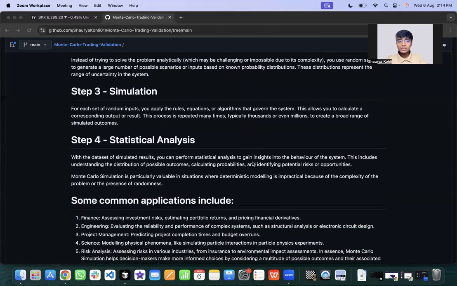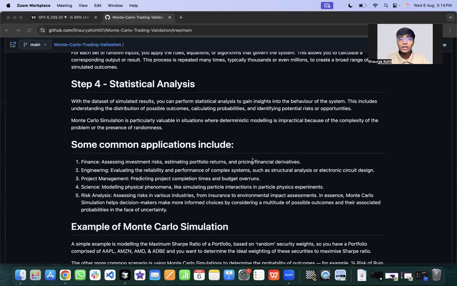Step three is simulation. For each set of random inputs, you apply rules, equations, and algorithms that govern the system. This allows you to calculate the output or the result in an efficient way. In a way, you are predicting, but you can have a higher level of accuracy in the simulation, and it helps you create a broad range of simulated outcomes.